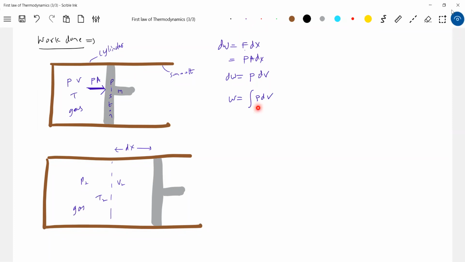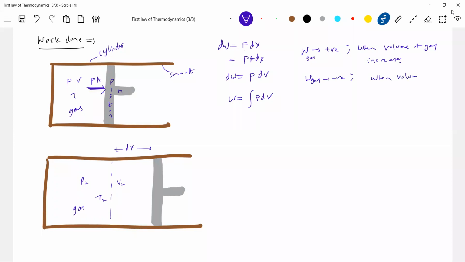Next, how can you say whether work done is positive or negative? Very simple idea. Volume increases, work done by gas is positive. Work done by the gas will be positive when the volume of gas increases. Work done by the gas is negative when the volume of gas decreases.